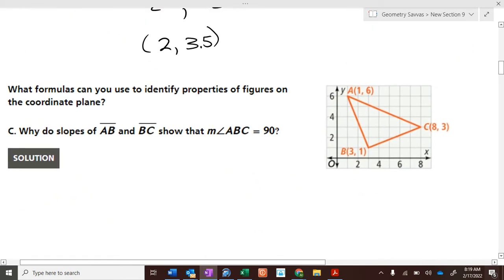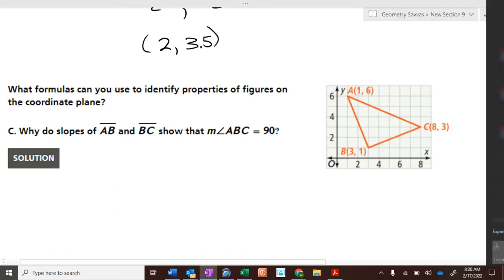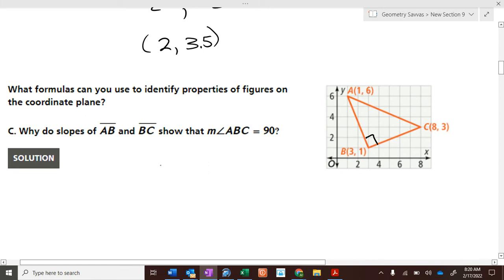Now, we're also going to look and see if we have right angles anywhere. So, it says, why do the slopes of AB and BC show that ABC is a right angle? Why is this a right angle? Well, we look at the slopes. And remember your slope formula. Slope equals rise over run, or y2 minus y1 over x2 minus x1. But we're just going to look at rise over run.